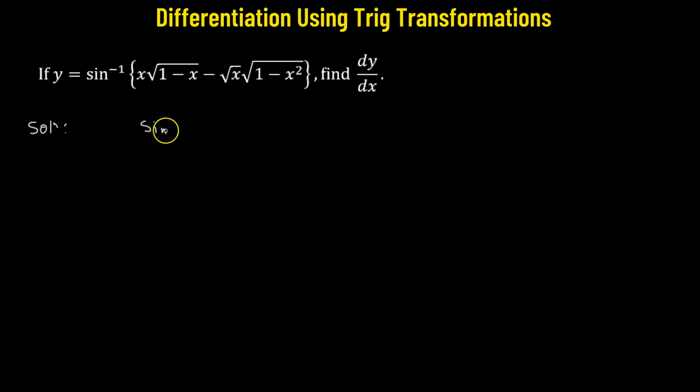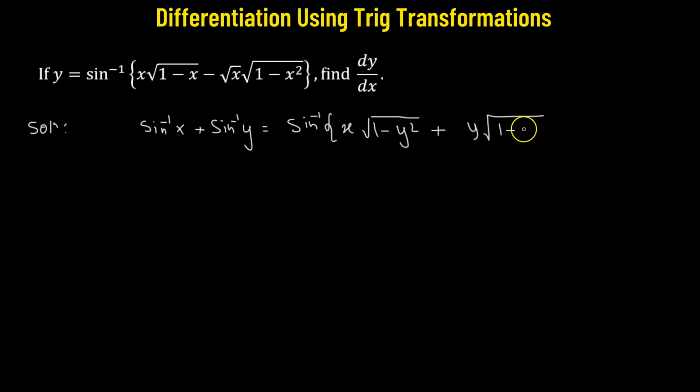If we have sine inverse of x plus sine inverse of y, then this is given by sine inverse of x multiplied by square root of 1 minus y squared plus y multiplied by square root of 1 minus x squared. And if we have sine inverse of x minus sine inverse of y, then this will become negative.